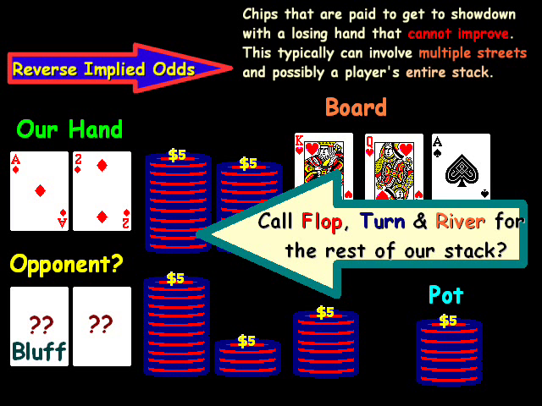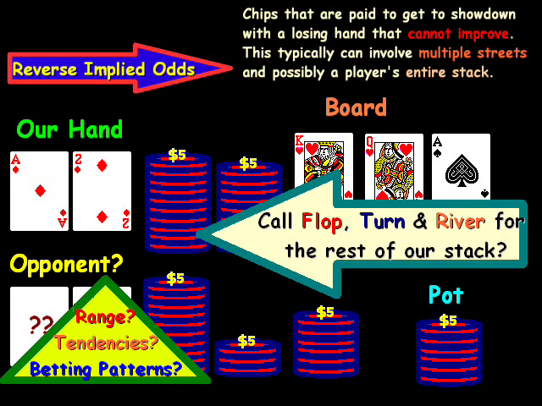But we don't know exactly what our opponent has. We don't know their range, their tendencies, their betting patterns. If we know some of this, we can narrow it down, but we're still faced with a conundrum of having to call the flop, turn, and river for the rest of our stack with a holding that cannot improve, and it could most likely be a losing hand at showdown.